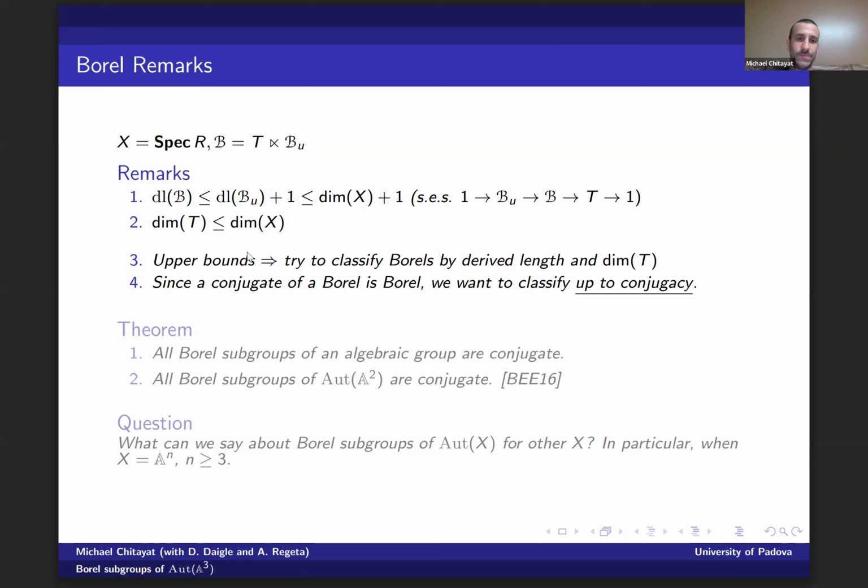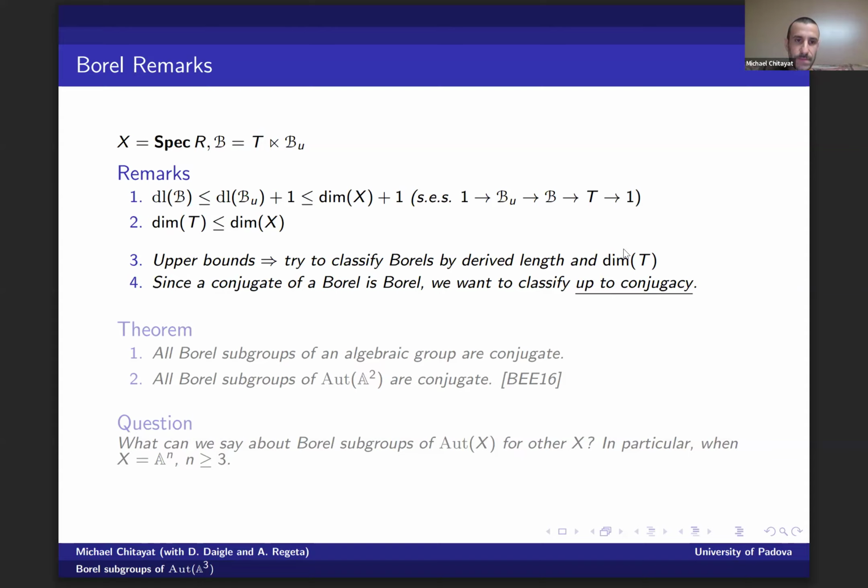And you can get item 2 by considering the orbit of a general point of X, and using the fact that T acts faithfully to deduce that the dimension of T is less than or equal to the dimension of your variety. And now that we have these upper bounds on the dimension of the torus and the derived length of the Borel subgroup, we can try to classify Borel subgroups by their derived length and by the dimension of the torus that appears.